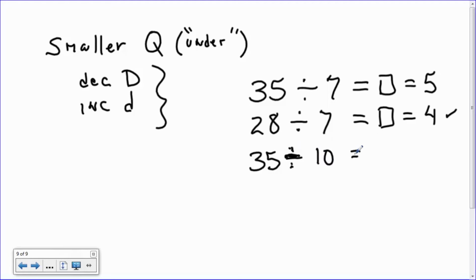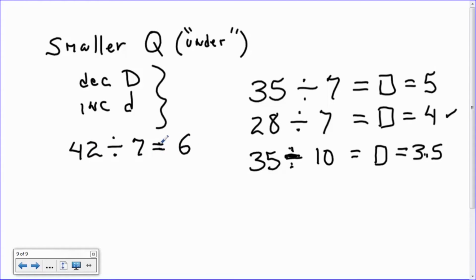Okay, so I've increased the size of the divisor. That means when I divide 10 into 35, I'm going to end up with a quotient that's 3.5, which is smaller than the 5. Let me see if I had chosen not 35, but let's suppose I had chosen 42 divided by 7, which is 6.